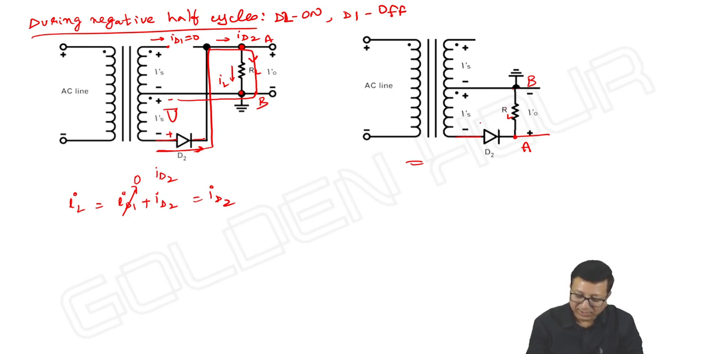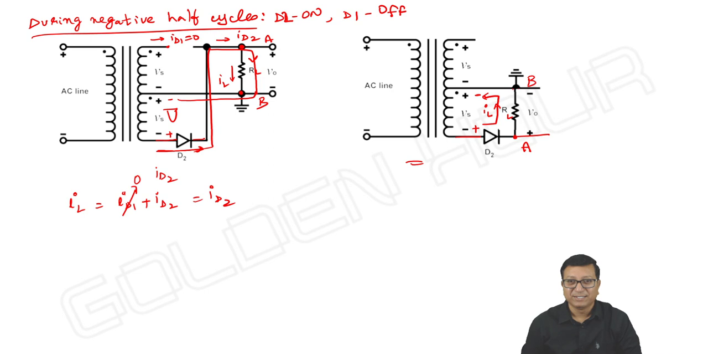So how is it flowing? To see the direction of the current, I'm changing the polarities of the supply, as it is a negative cycle. The current is flowing like this. This is our IL or ID2, I can say. Current through RL is from A to B, so the current is positive and V output is also positive, even though Vs is negative.